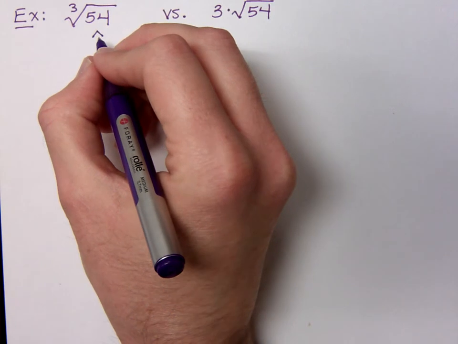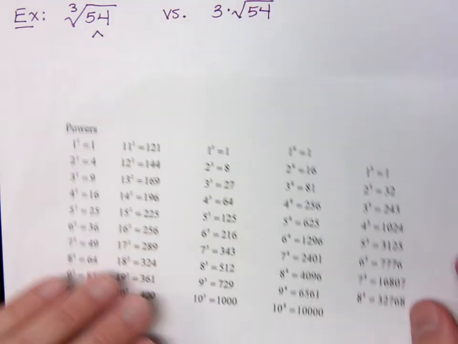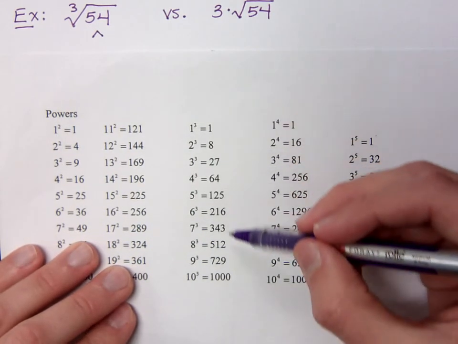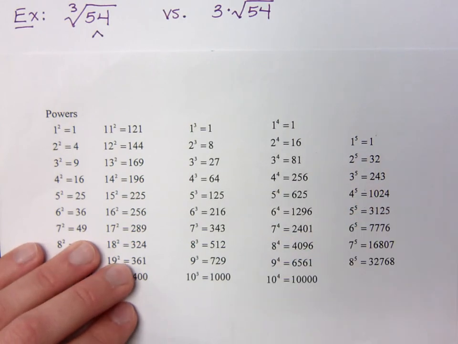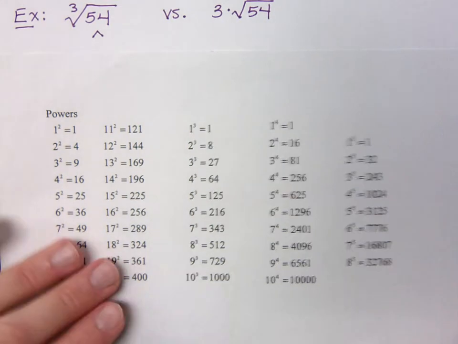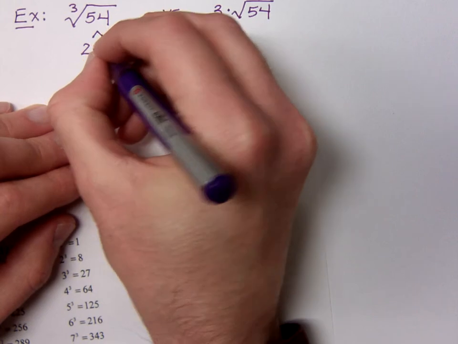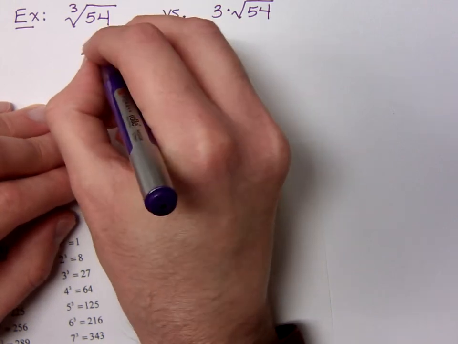How could you break down 54 to see a perfect cube? And if you're not sure about this, look at your list of cubes. Is there a perfect cube here that would go into 54? No. Well, you may not see that. Tell me a number that you know goes into 54. 2. All right. How many times does 2 go into 54? 27 times. Goes in 27 times.